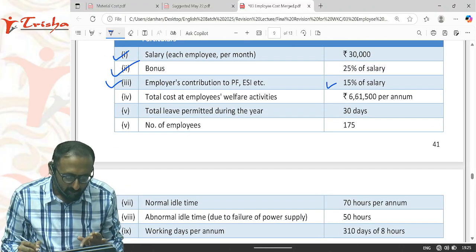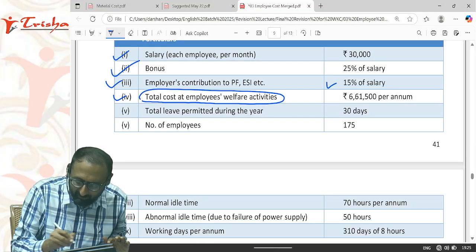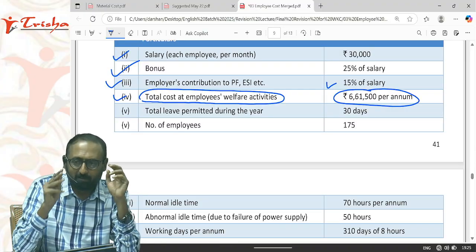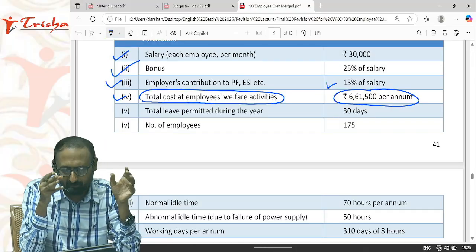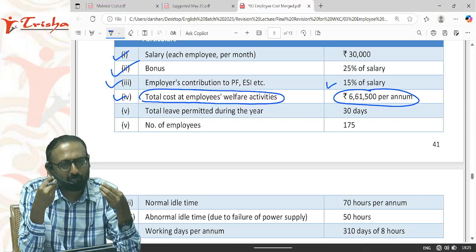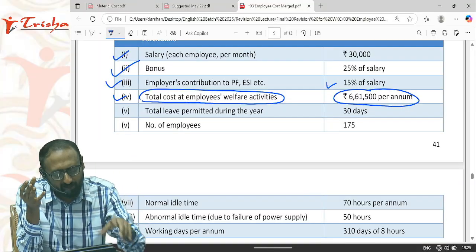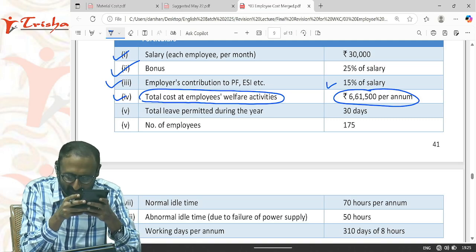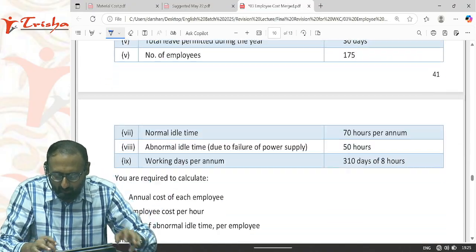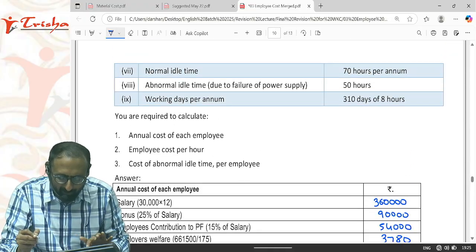Next one. Total cost of employee welfare activity is 6,61,500 per annum. When we solved this question in our batch, some students took 6,61,500 for one employee. No, sir, this is the total cost of all employees, divided by the number of employees given in the question. 6,61,500 divided by 175 employees. Is it 3,780 per employee? Correct, guys? 3,780 per employee. Done.